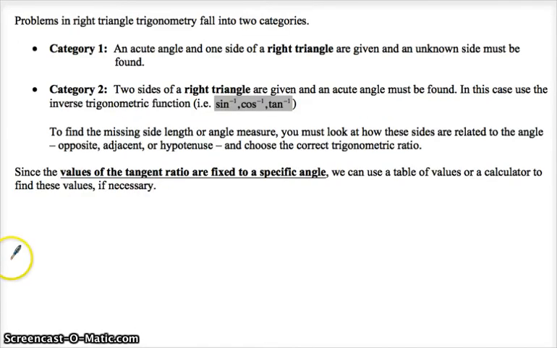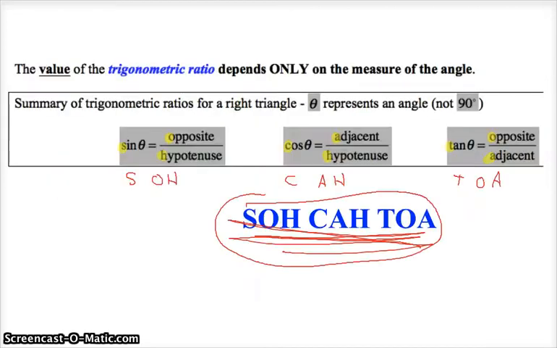Problems in right triangle trigonometry fall into two categories. Either they give you an acute angle and one side of a right triangle and you have to find some other side, or they give you two sides and you have to find an angle. Let me rewrite these another way, since you have that below. Sine equals opposite over hypotenuse. Cosine equals adjacent over hypotenuse. And tangent equals opposite over adjacent.